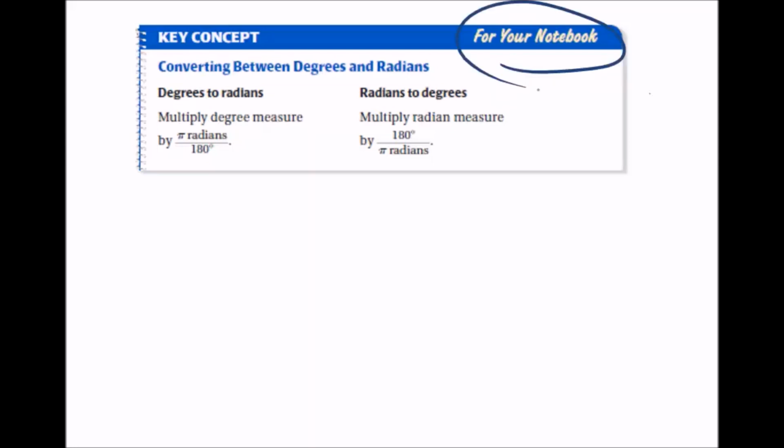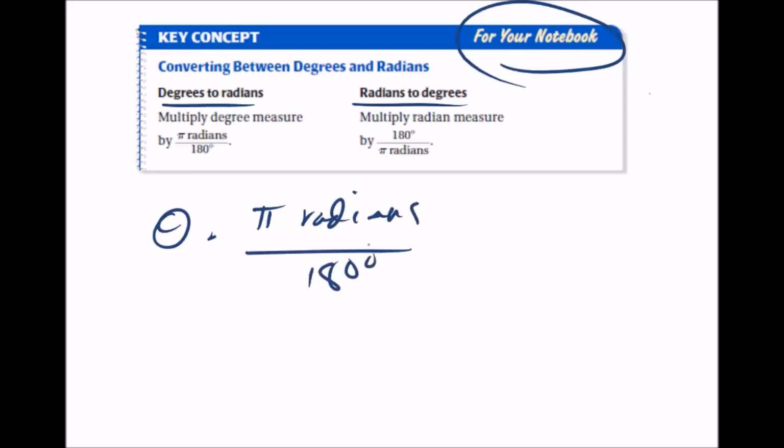Once again, this is for your notebook, not mine. You can change degrees to radians and radians to degrees. To go from degrees to radians, you multiply the degree. So in the last chapter, we learned that a degree is theta times pi radians over 180 degrees. This theta is in degrees, and this is in degrees, so it cancels out the degrees, and you're left with radians.